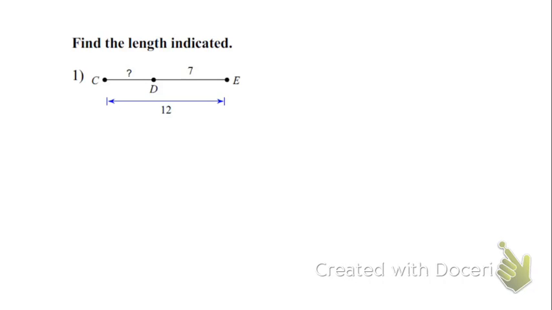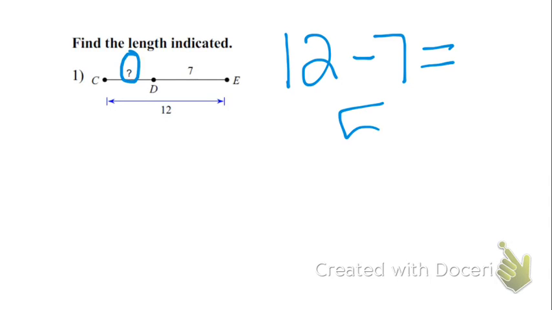So here's a review for your quiz. In this first problem, we just want to find this missing length here. So if we know the whole thing is 12, DE is 7, all you have to do is subtract. So 12 minus 7 is 5, and that's it.